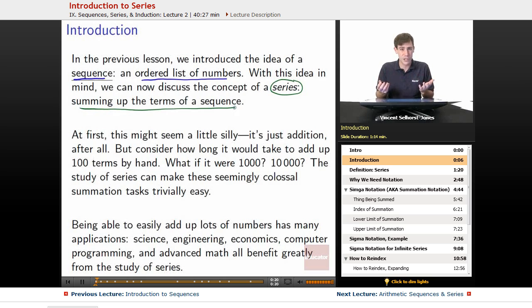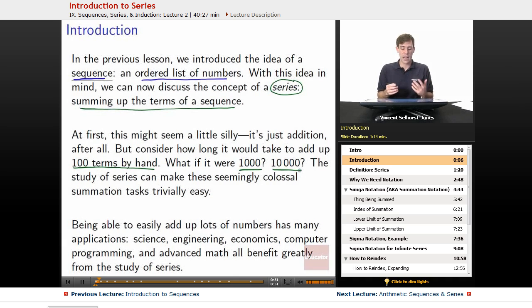It's just addition, and we've been doing addition since kindergarten, so why do we need to talk about addition in a special way? But consider how long it would take to add up 100 terms by hand. Could you imagine how much time it would take if you had to add up 100 different things from a sequence? What if it were 1,000 terms or 10,000 terms? The study of series can make these seemingly colossal summation tasks, having to add up huge numbers of numbers, really easy. We can turn this into a trivially easy task once we figure out how to talk about series in a deep way.